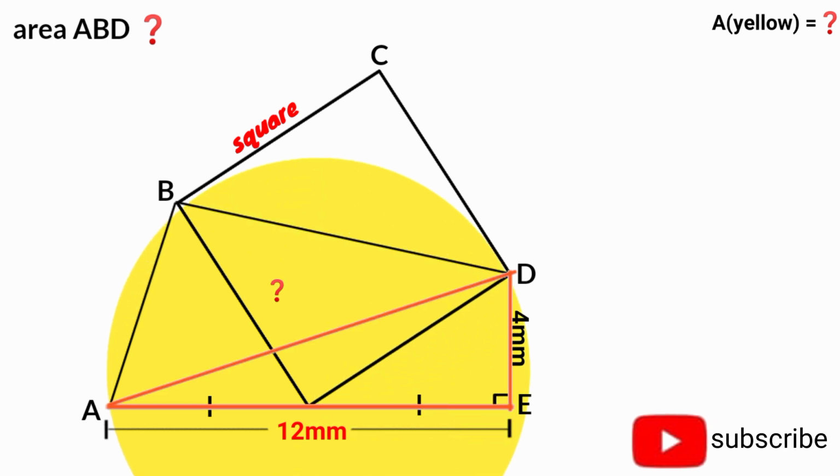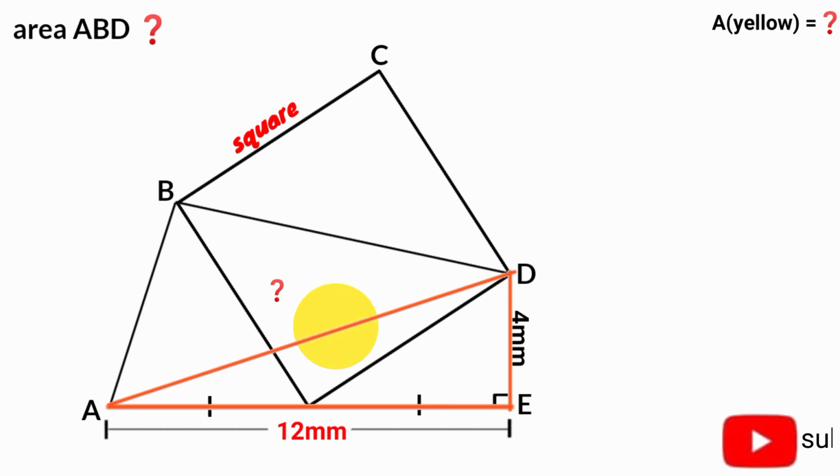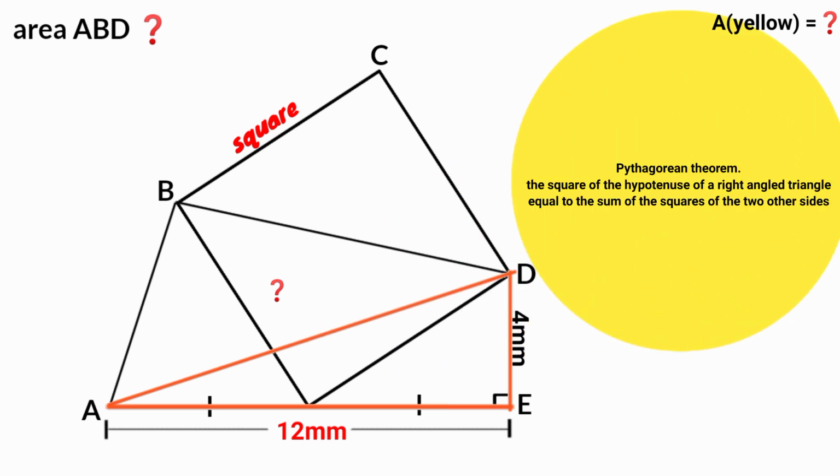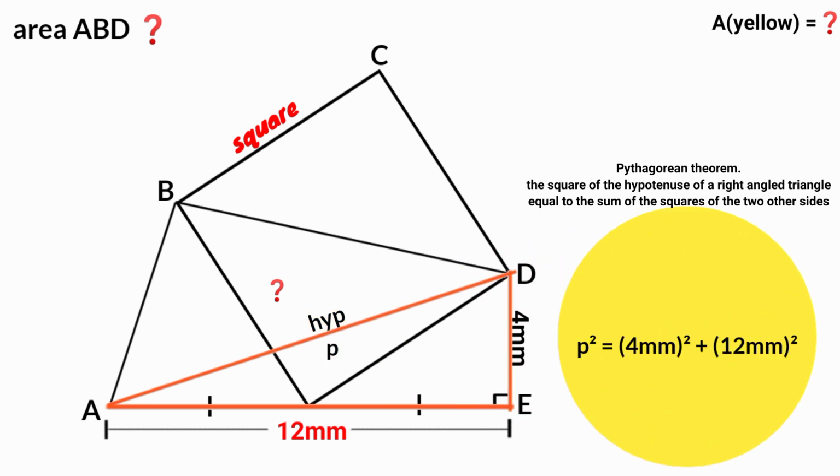Let's look at this triangle ADE. Because of this angle here, it is a right angle triangle, so we use the Pythagorean theorem to find the length of this side. The Pythagoras theorem states that the square of the length of the hypotenuse of a right angle triangle is equal to the sum of the squares of the length of the two other sides. The hypotenuse is the side facing the right angle, which is this side here. Let's say P. So P squared will be equal to 4 millimeters all squared plus 12 millimeters all squared.